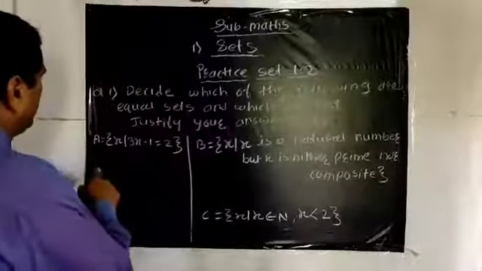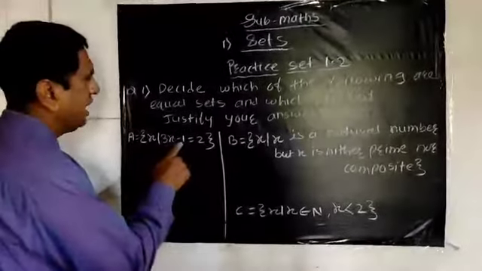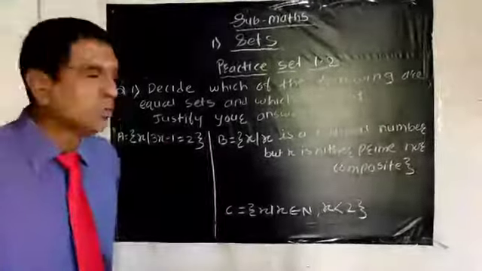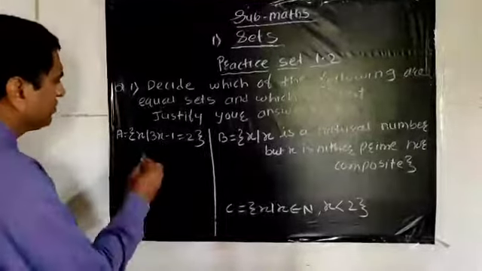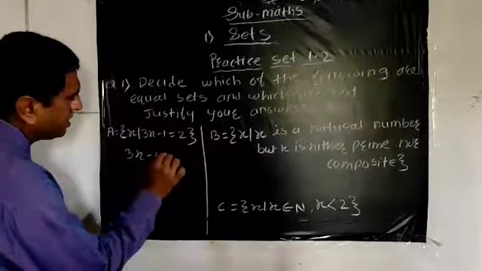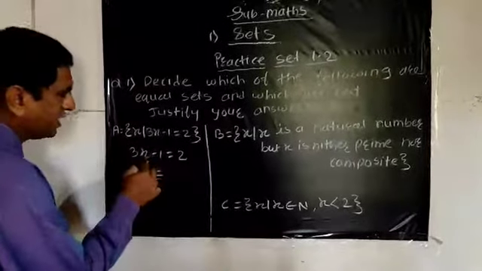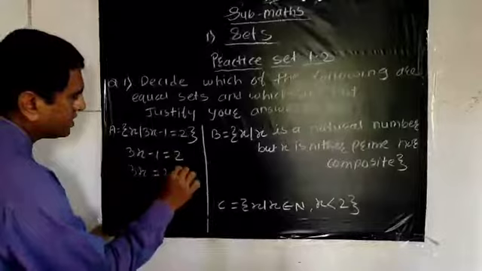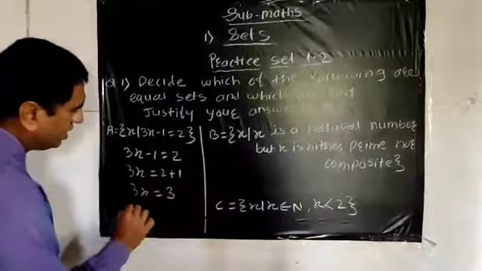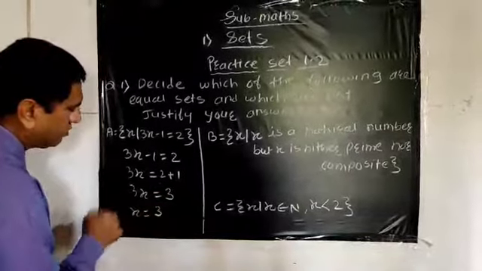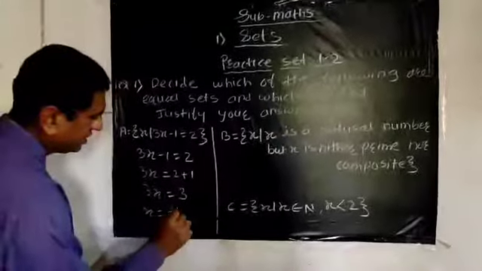Then see, the first set is A equals {x : 3x minus 1 equals 2}. In this set an equation is given. The simple way is to solve this equation. So 3x minus 1 is equal to 2. Then 3x equals 2 plus 1, because when we transpose the minus 1 it becomes plus. Then 3x equals 3. x equals 3 divided by 3, because 3 is multiplied here, so when we transpose it, it becomes divide. 3 ones are 3, 3 ones are 3.